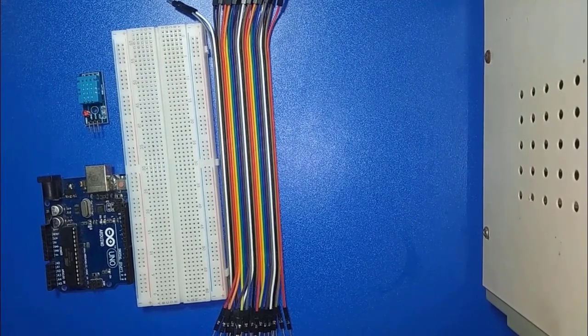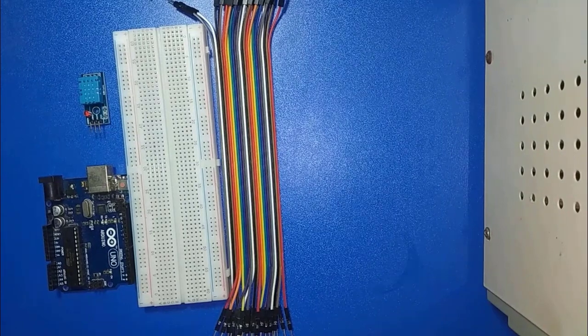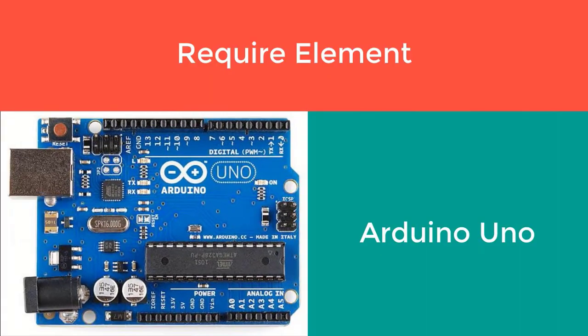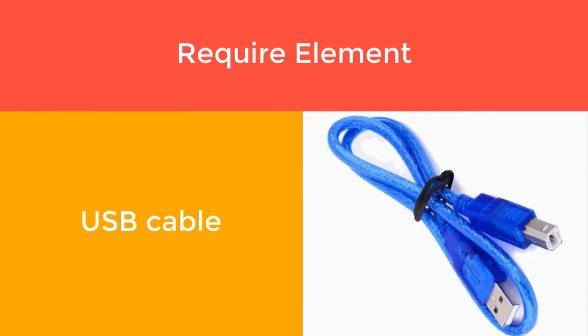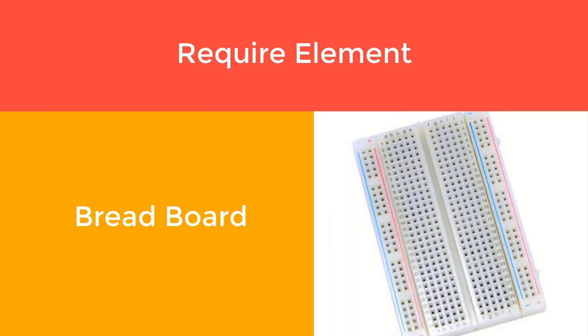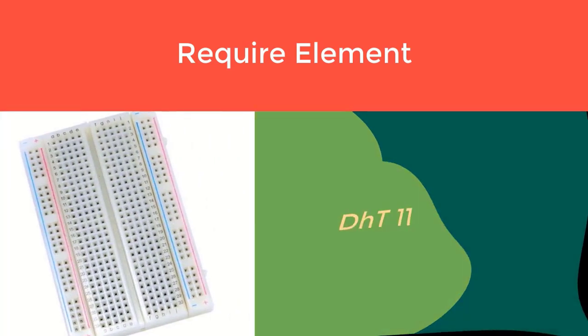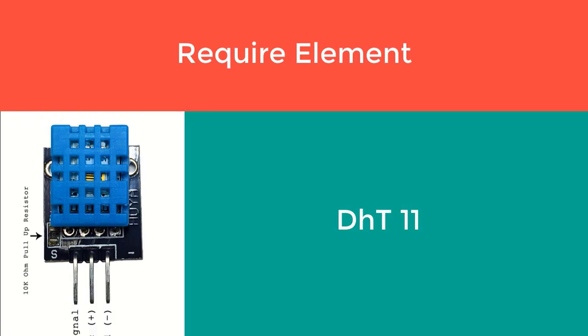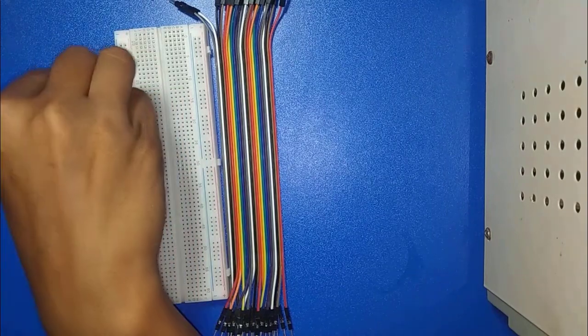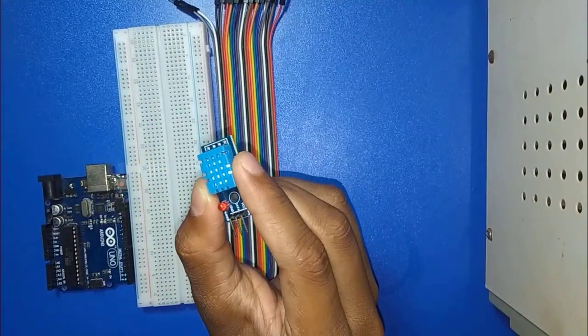Myself Mijan Romano. Today I will discuss how to connect DHT11 with Arduino. So let's start. Today our required element is DHT11. This is DHT11. This is a humidity sensor.